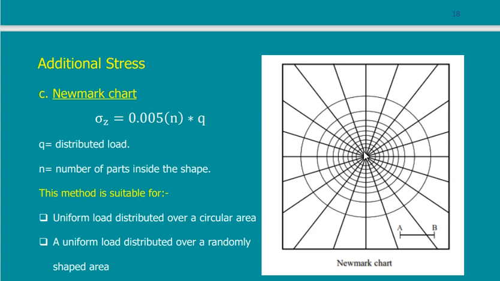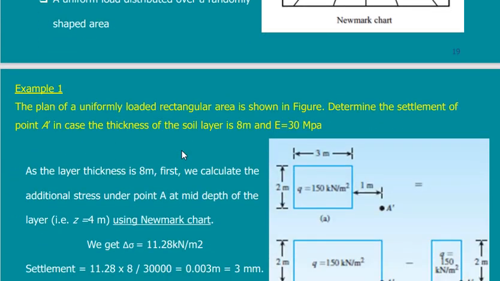Suppose you want to calculate the stress at the center of the footing. So you will put the center of the footing at this point and put your footing here, and then count all the small squares inside. Calculate the number, this number multiplied by 0.05 multiplied by Q, which is the stress of the footing. You will get the additional stress at this location. So these are the three ways to calculate the additional stress.